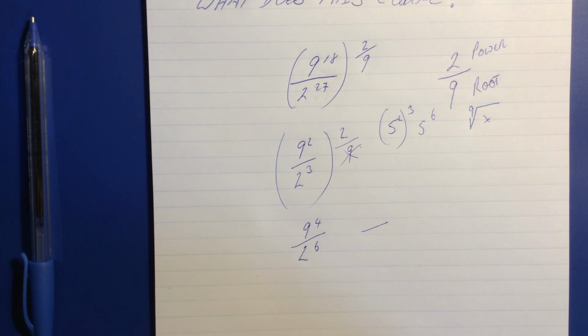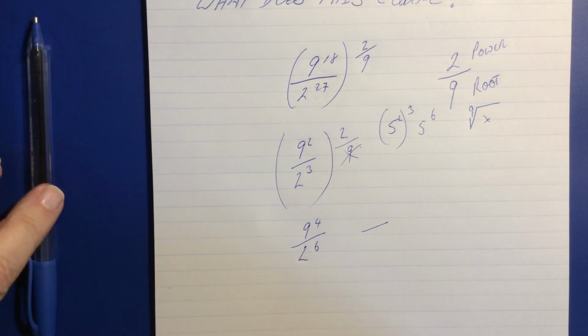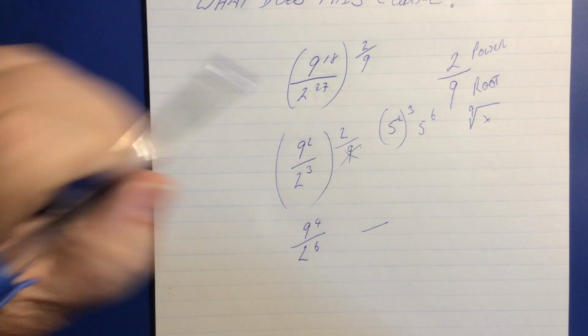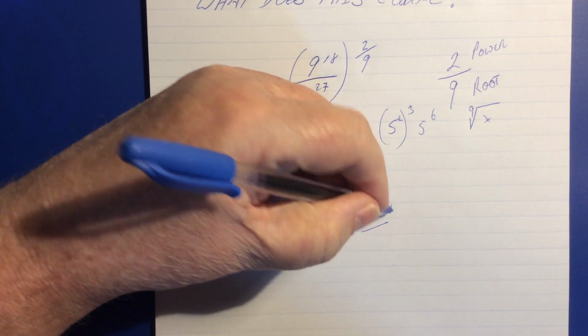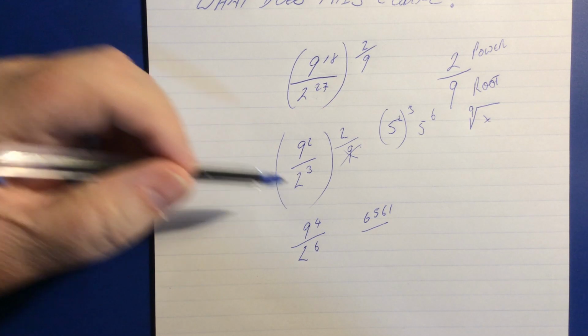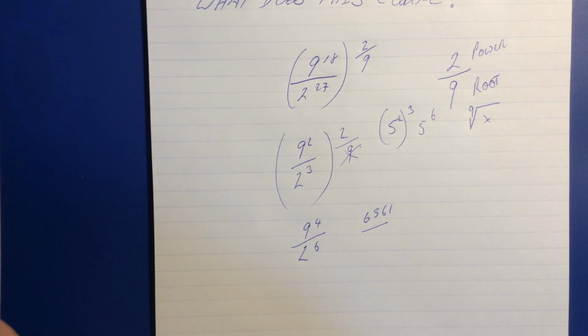But if you are pushed into a tight space and you have to figure it out, it is 6561 over 2 to the power of 6, which I think is 64 from memory, but I will check that as I'm recording. So 2 to the power of 6 is 64.